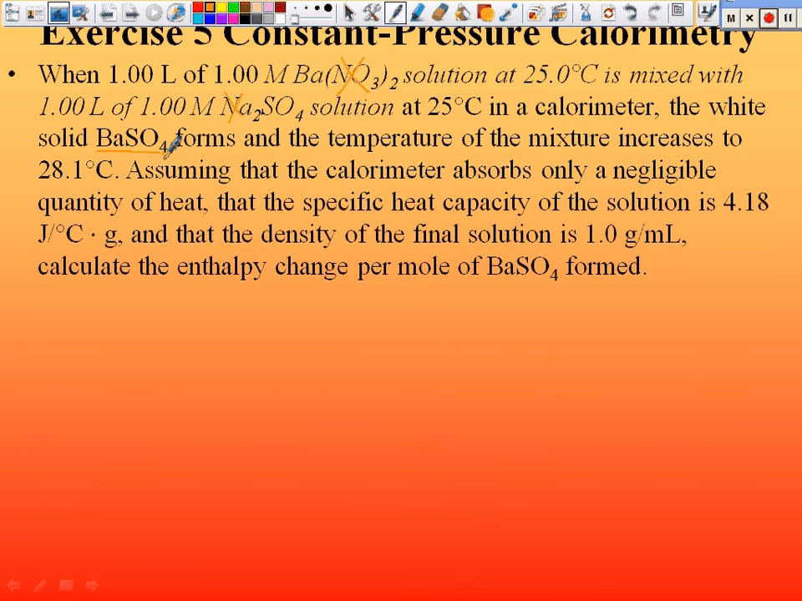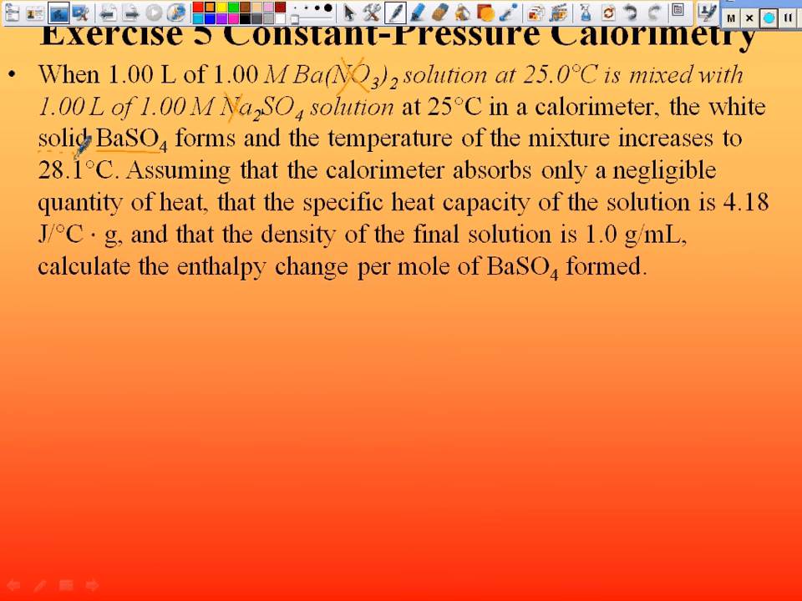And the temperature of the mixture increases to 28.1 degrees Celsius. Again, assuming that the calorimeter absorbs only a negligible quantity of heat. So what does that mean? Just ignore it. Just completely act like it doesn't exist. The specific heat capacity of the solution is 4.18 joules per degree Celsius per gram, and the density of the final solution is 1 gram per milliliter.